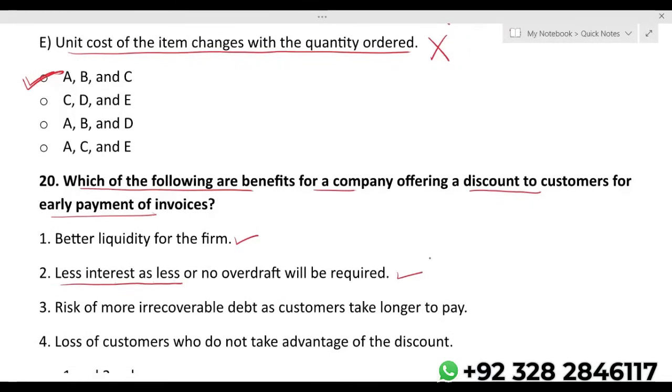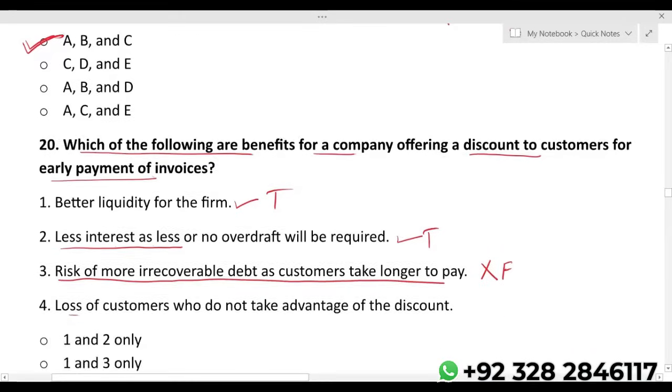Or even if I need OD, it will be far less than when my customers were not getting the discount and were not paying me earlier. So logically, when my customer pays earlier, there will be a reduction in debtors. I'll be saving the finance cost. True. Risk of more irrecoverable debt as customers take... Come on. Can I say, when we provide a discount and I'm going to get payment from my customer earlier, it actually results in saving of bad debts.